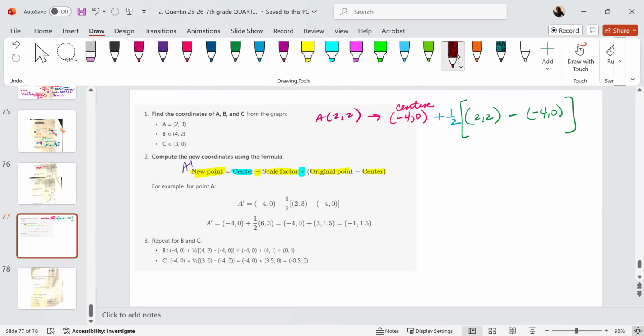Okay, so look over here. Do you see how you have to do this part first before you multiply by the half? So 2 minus negative 4 is going to give you a 6, correct? 2 minus 0 is a 2. Do you see that?